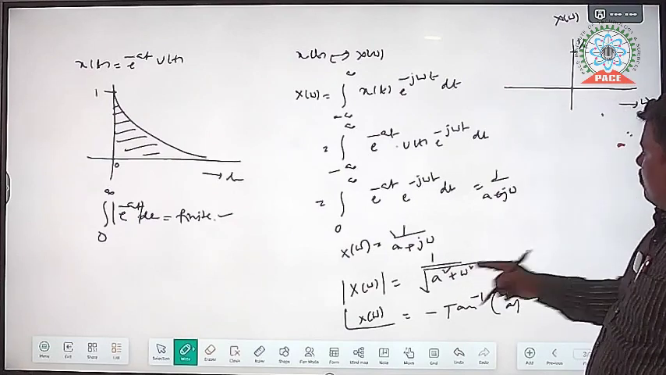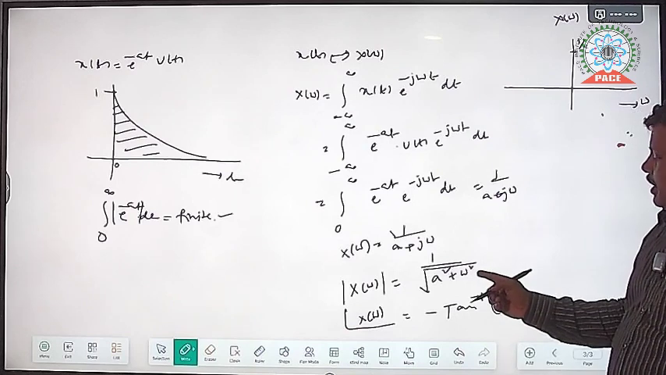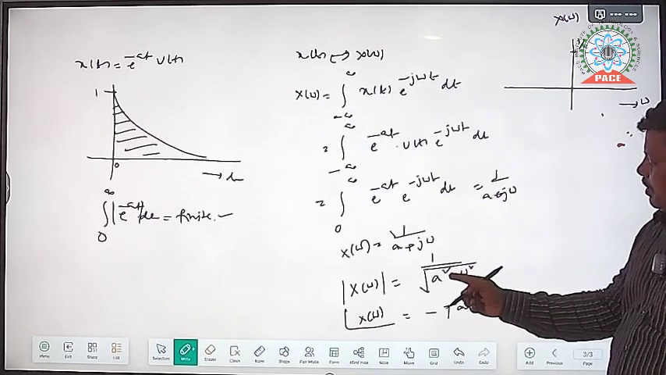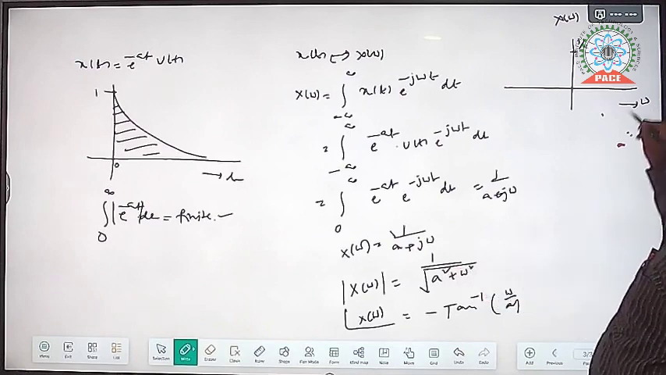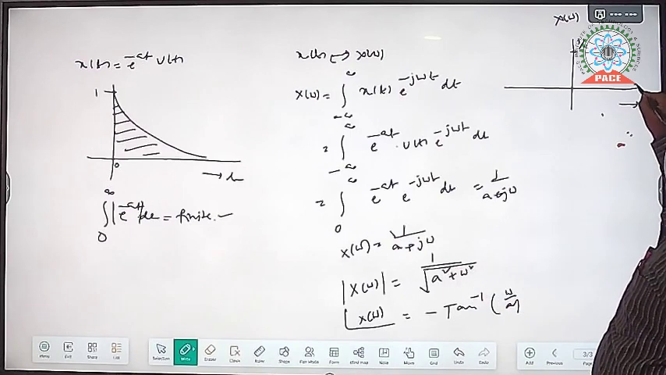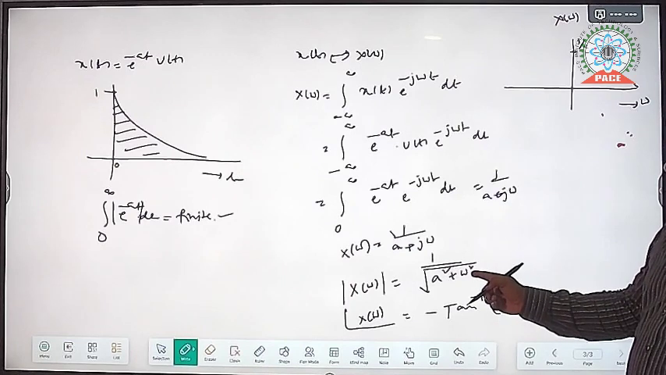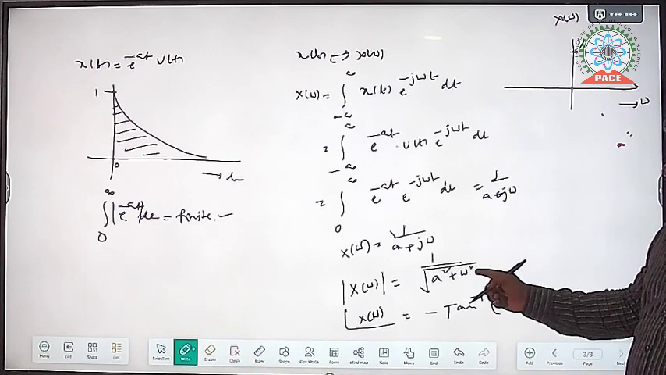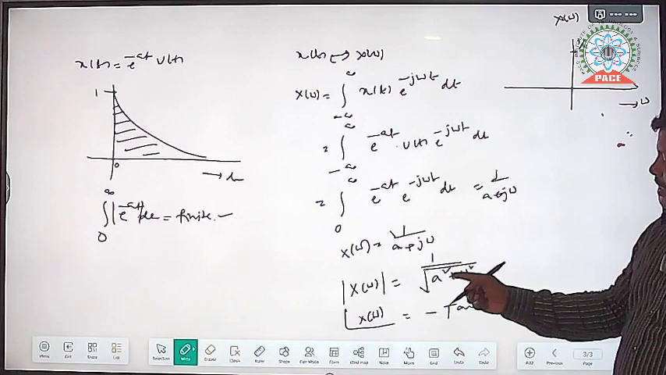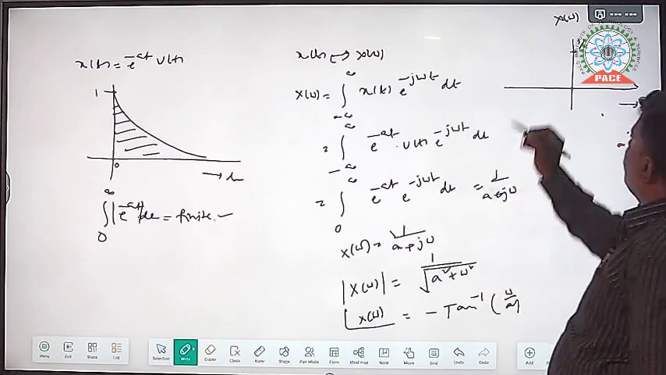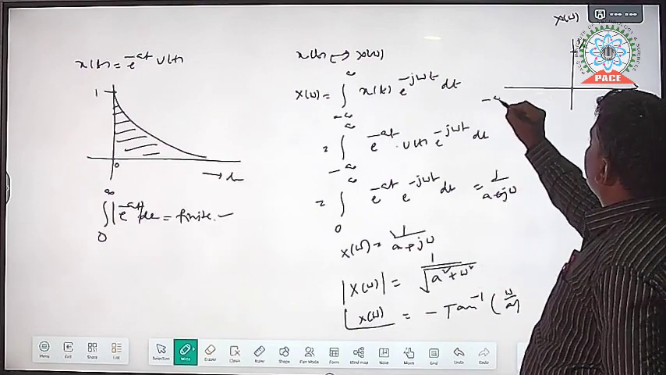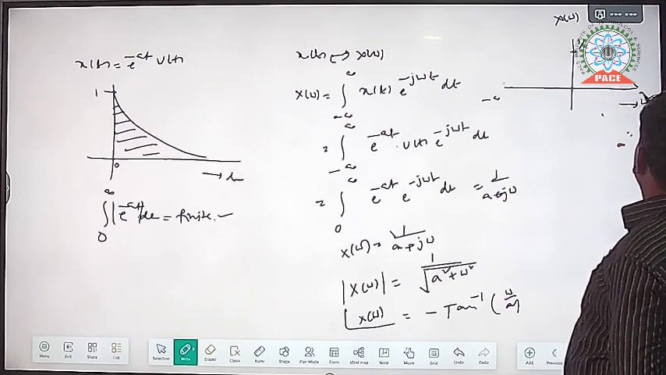At omega equal to 0, the value is 1 by a. At omega equal to infinity, infinity plus something, 1 by infinity is 0. So at infinity, this value is 0. Next, at omega equal to minus infinity, omega whole square is infinity square, so 1 by infinity plus something is again 0. So at minus infinity this value is 0, and at plus infinity this value is also 0.